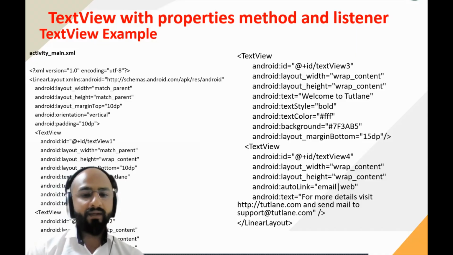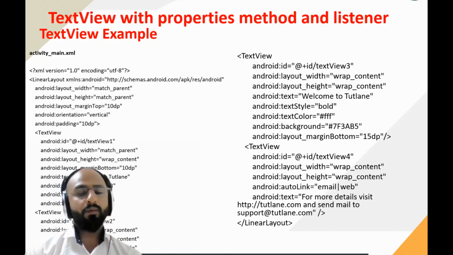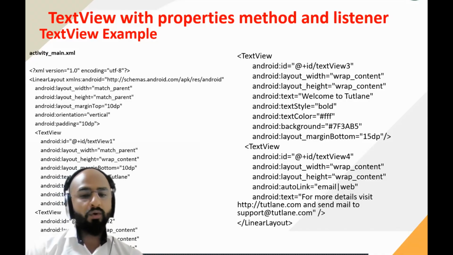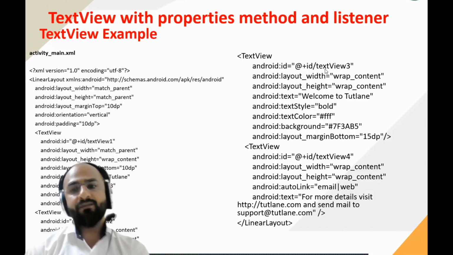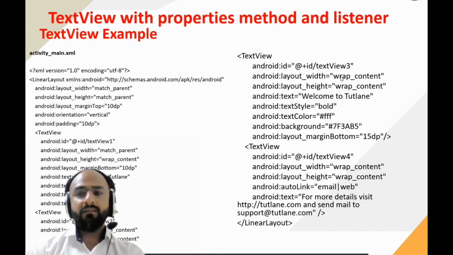Another text view I have taken: android:id and layout_width, layout_height, layout_marginBottom. You can provide a margin and padding over here also. Margin bottom 15 dp. Then textAllCaps true. You can provide the text over there. Another text view that we have taken has ID textview3. Layout width wrap content, layout height wrap content.